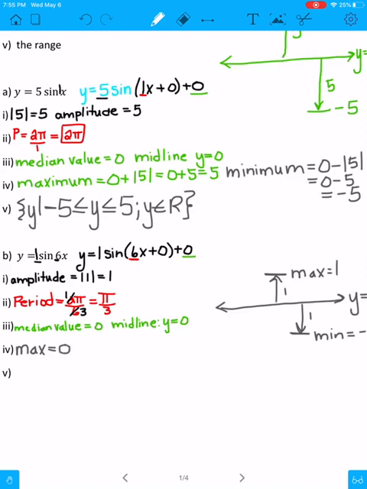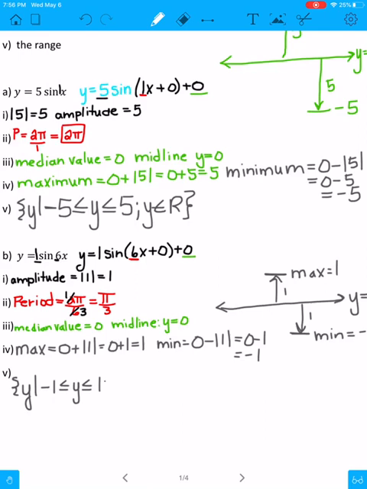So we're going to go D plus the absolute value of 1. So it's going to be 0 plus 1, which is 1. And then our minimum equals D minus the absolute value of A, which is 1. So it's 0 minus 1, which is -1. And then our range is going to be y such that our minimum, which is -1, is less than or equal to y is less than or equal to 1, y, e, r.